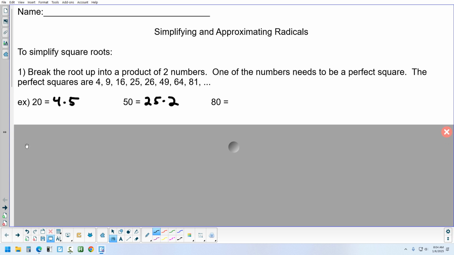And how about 80? This one's a little tricky, but does anybody see two numbers that multiply to give you 80, and one of them has to be in that list?